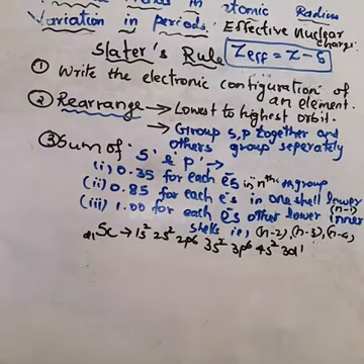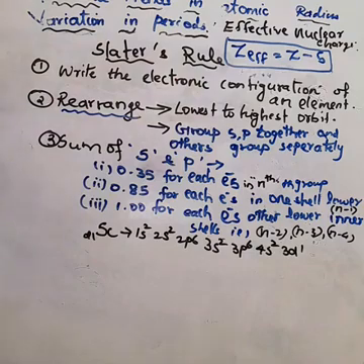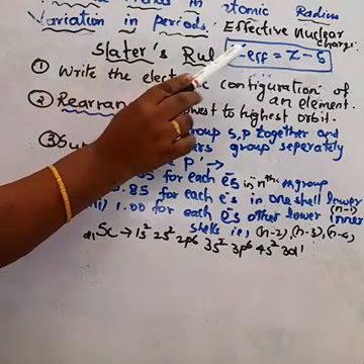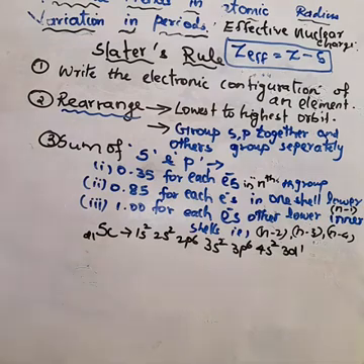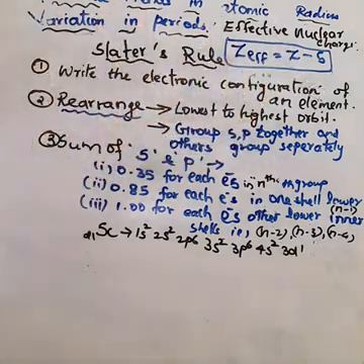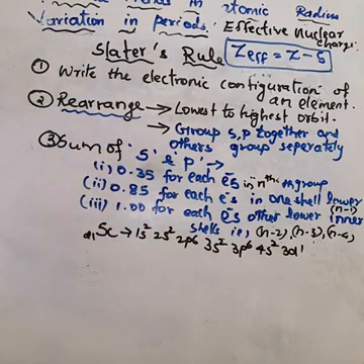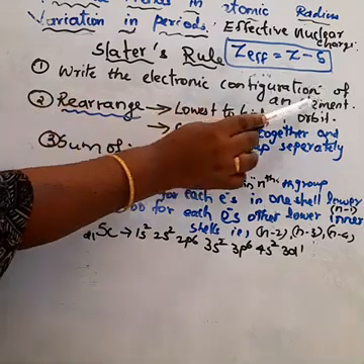According to Slater's rule, how will you calculate the effective nuclear charge? Students, this is very important for your NEET examination and other competitive examinations. How will you calculate the effective nuclear charge of a particular electron in a group? All of you should note what I am telling. You should write the notes. According to Slater's rule, what is the first rule? First step, write the electronic configuration of an element.